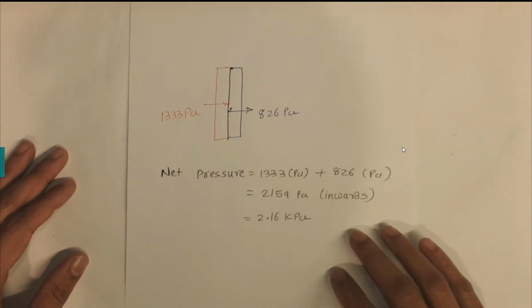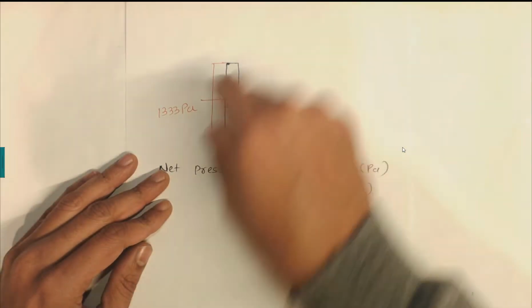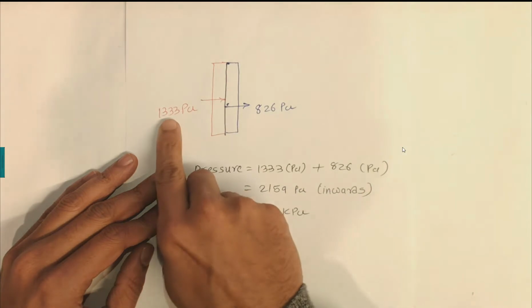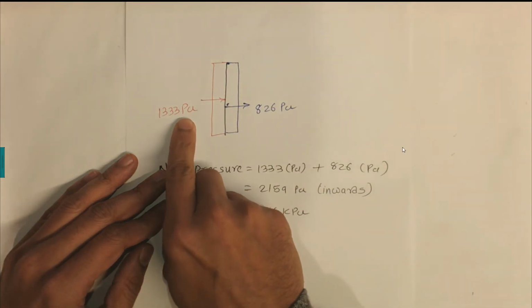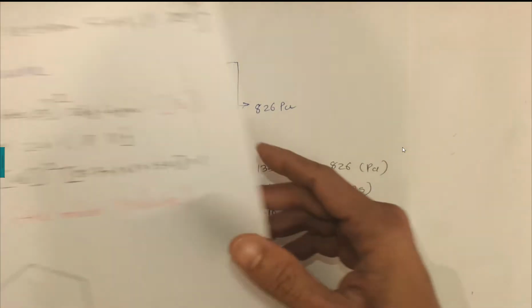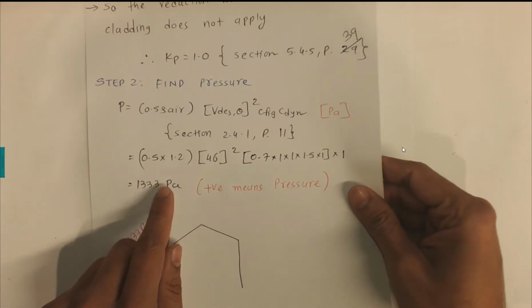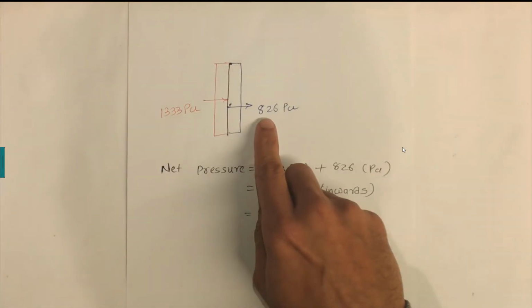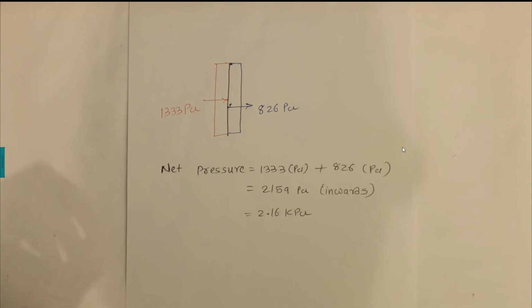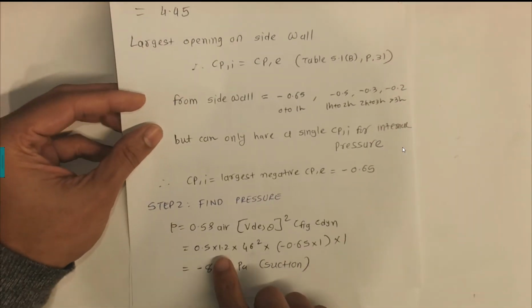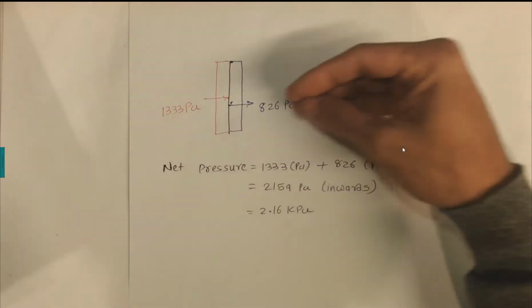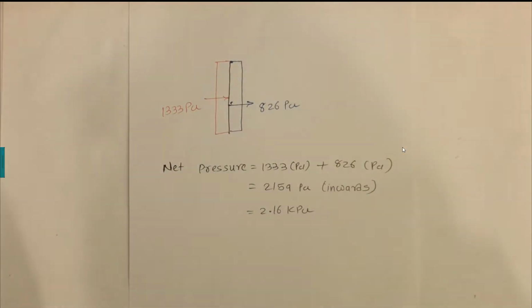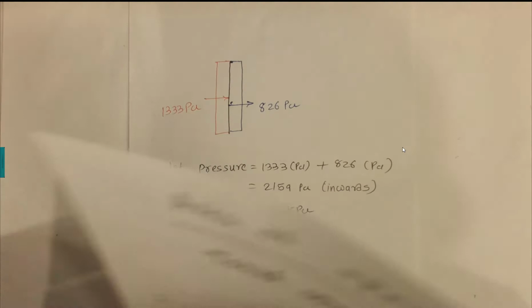Continuing straight from the previous video where we calculated the external pressure. So this is the wall. We calculated the external pressure of 133 pascals, and we also calculated minus 826 pascals in the last video. We calculated internal pressures of minus 823 pascals. Minus is going in this direction and plus is going in this direction.